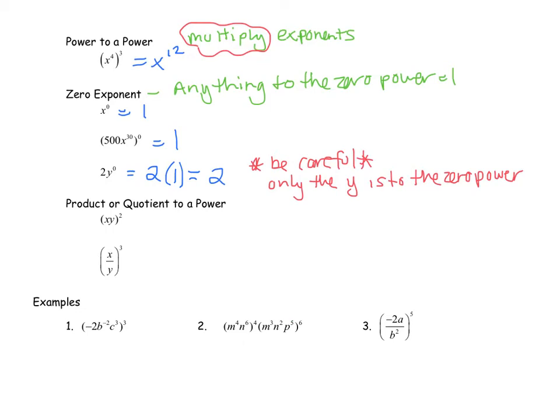Alright, the last property to cover are the product and quotient to a power property. What this is saying is that you just need to distribute whatever exponent is outside of your parentheses to the top and bottom of a problem. So for the first example, xy squared becomes x squared y squared, and x divided by y to the third becomes x to the third divided by y to the third.